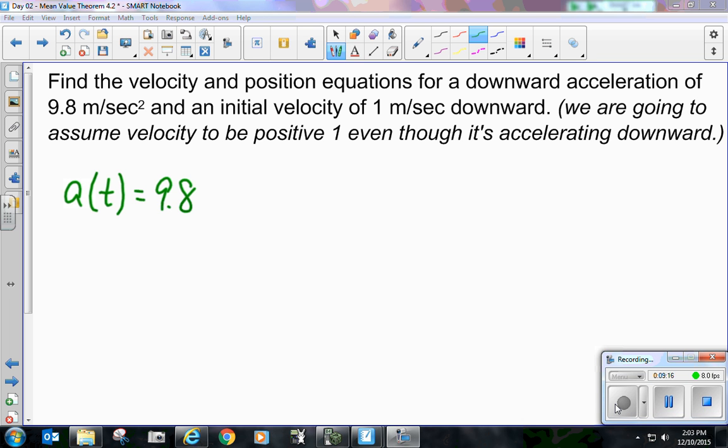Now, they want us to find the velocity and the position. Well, I know velocity is the what of acceleration? Antiderivative. Good. So I've got to work backward. What is the function for velocity such that if I take the derivative of it, it'll give me 9.8? It's 9.8, but we're going to use t for time. It's 9.8t, because if I take the derivative of 9.8t, it just becomes 9.8.